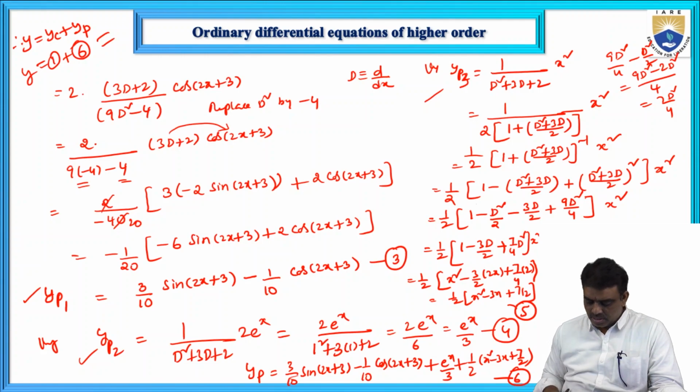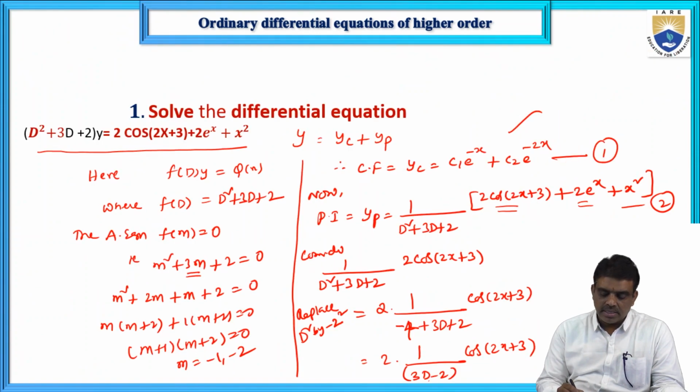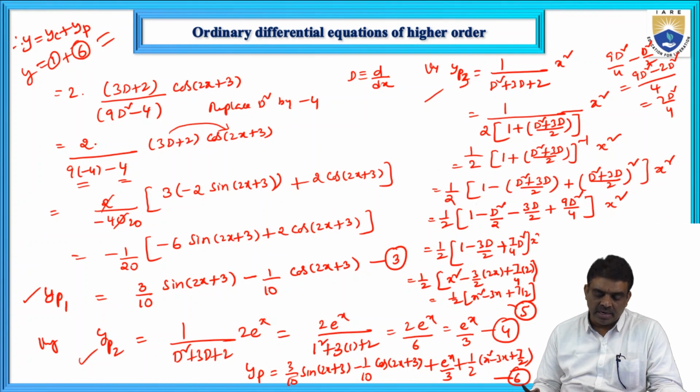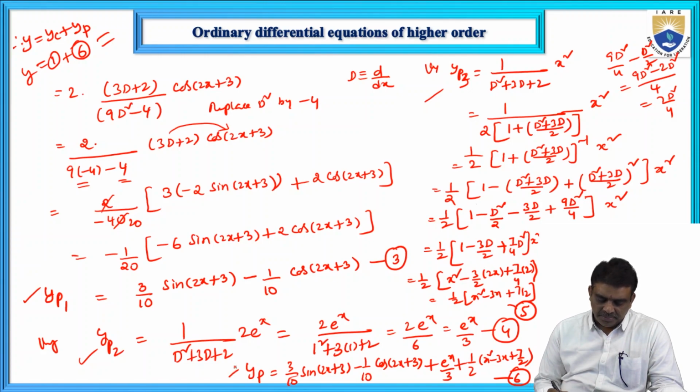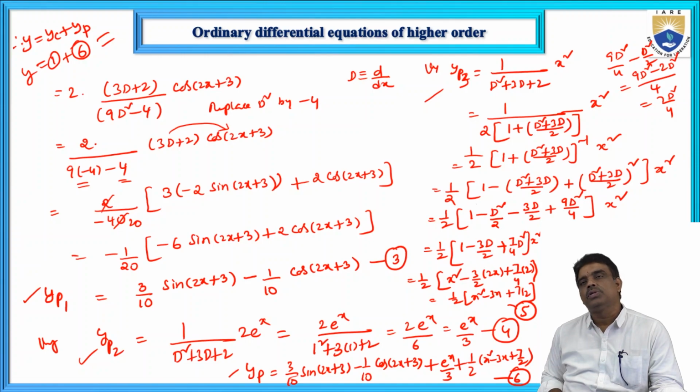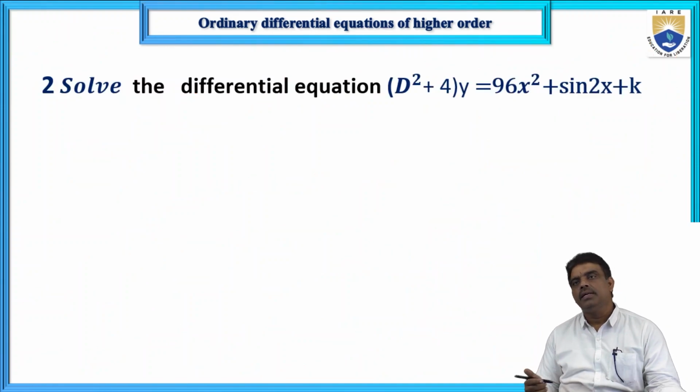So in this model, in the first case we find the complementary function, which is obtained by finding the roots of the equation. Then we apply three models to find the particular integral. And adding all these three, we get yp. Then the general solution y is equal to yc plus yp. That is the required solution of the given differential equation.